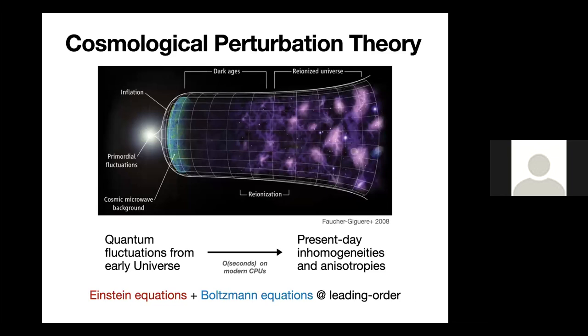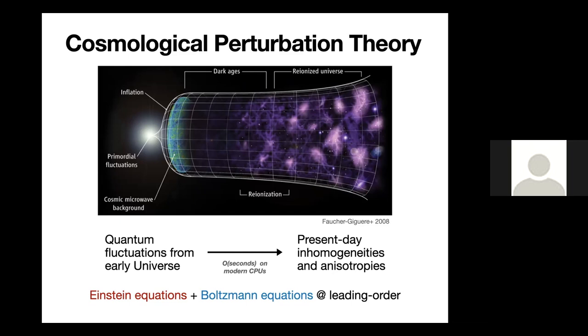So what is cosmological perturbation theory? It's basically a theory that evolves the primordial quantum fluctuations from the early universe to the present-day inhomogeneities and anisotropies that we observe. At its core, it is solving a coupled set of linearized Einstein equations and Boltzmann equations for the radiation and matter, with almost 50 years of development.